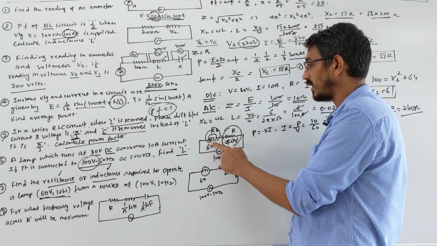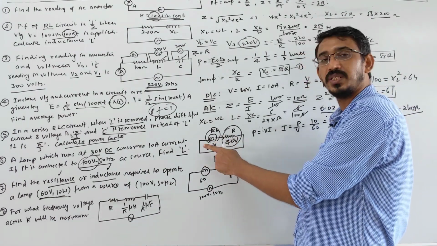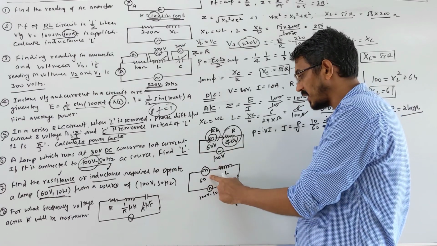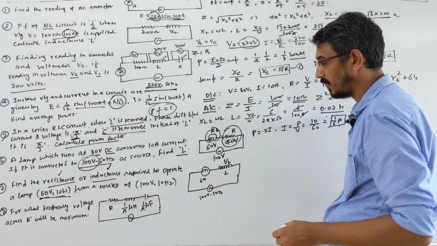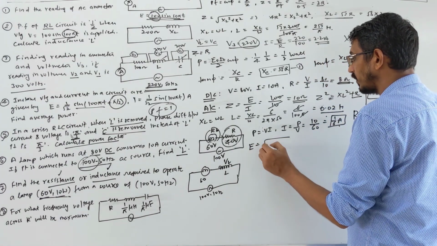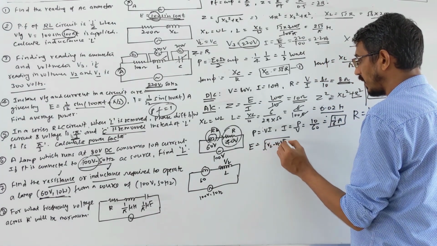Then is the inductor consuming 40? No, not like this. Earlier both were resistances, so we could divide 100: 60 goes here and 40 goes here. Here it's a resistance and this is an inductance, so you have to calculate VL by the formula. What is the formula? E is equal to the square root of VR squared plus VL minus VC squared.